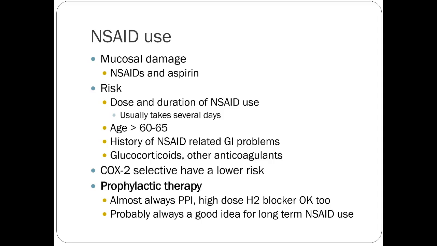NSAID use causes mucosal damage, so we talked about this already. Dose, duration, age, etc. COX-2 selective having a lower risk, but we talked about prophylactic therapy. Just to review that here, almost always going to be the proton pump inhibitor. A high-dose H2 blocker is just fine. There's no problem with that. And again, long-term NSAID use is generally recommended to be on some sort of acid-suppressing regimen.